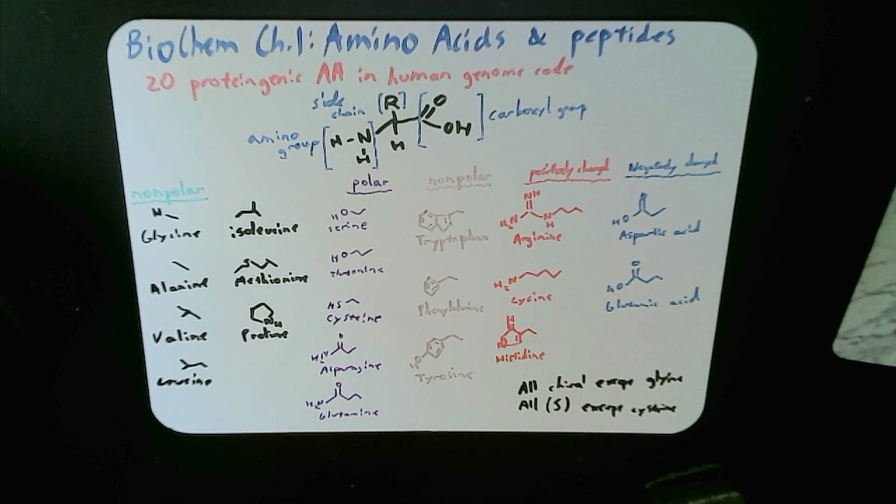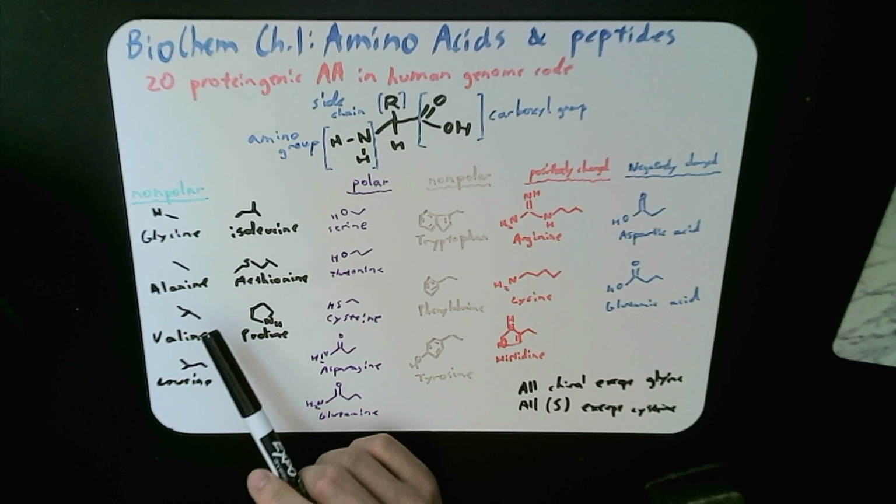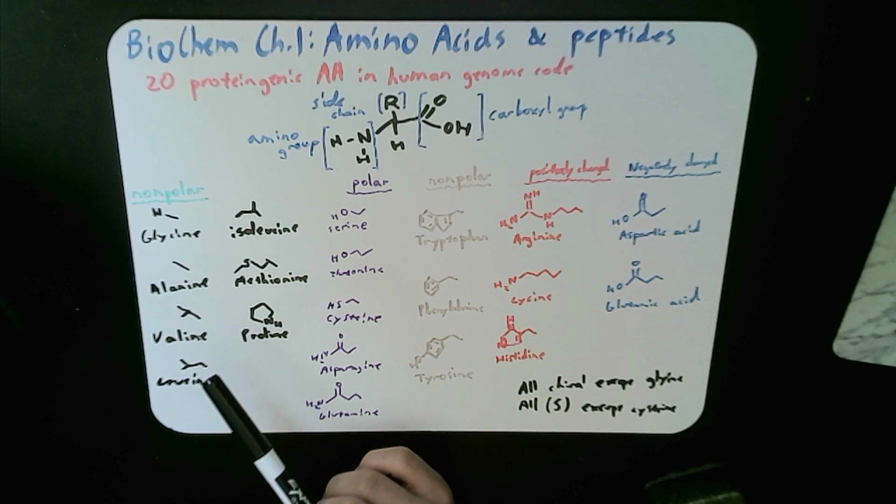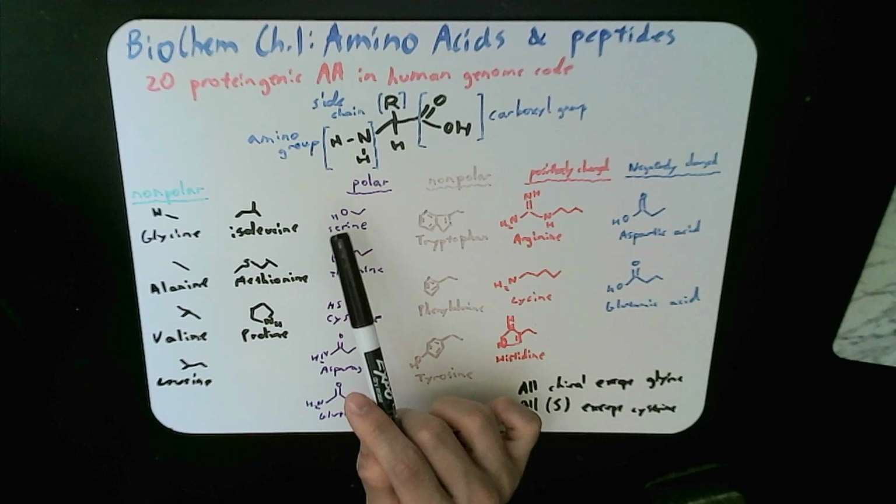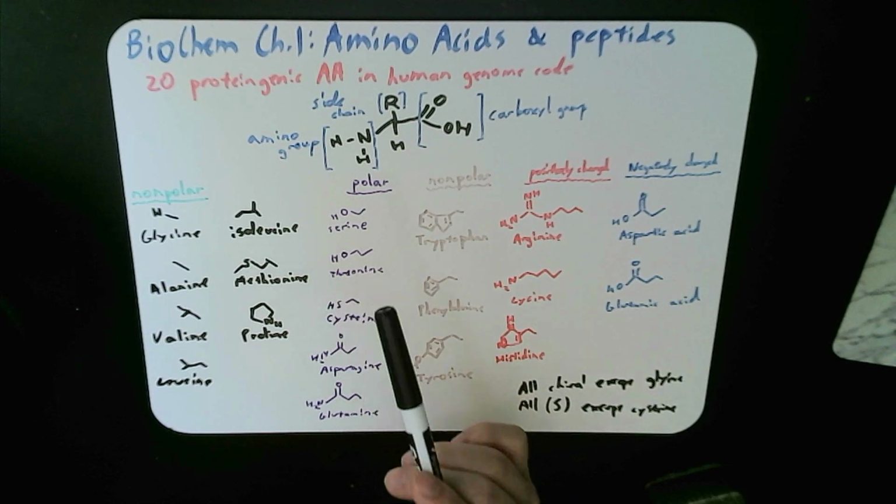Polar groups are the ones that have additional atoms, they can participate in hydrogen bonding, right? Non-polar ones don't have any hydrogens attached to them, and these ones are able to participate in hydrogen bonding or bonding of some sort, right?